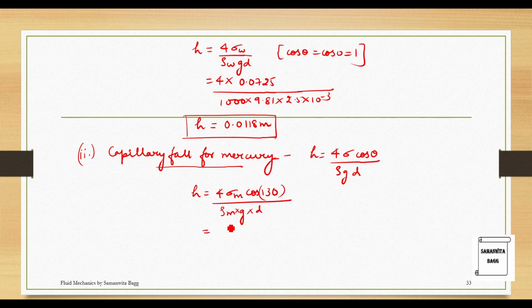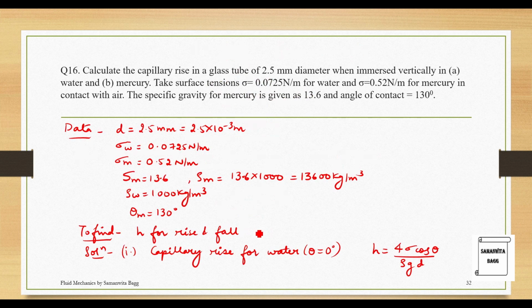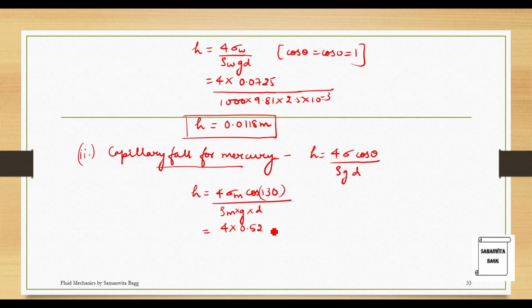So when I substitute, this is 4 into 0.52 cos of 130 and rho is 13600, g is 9.81, d is 2.5 into 10 raised to minus 3, because it's the same capillary which we are using for measuring of rise for water and fall for mercury. So that's why the value of d is same. So here I get the answer as minus 0.0046 meter. This is the value of h.